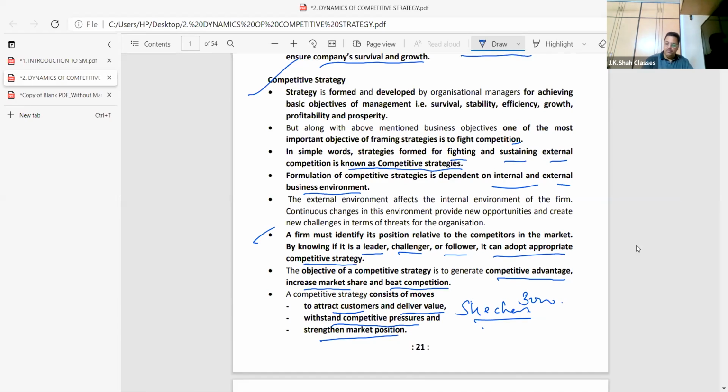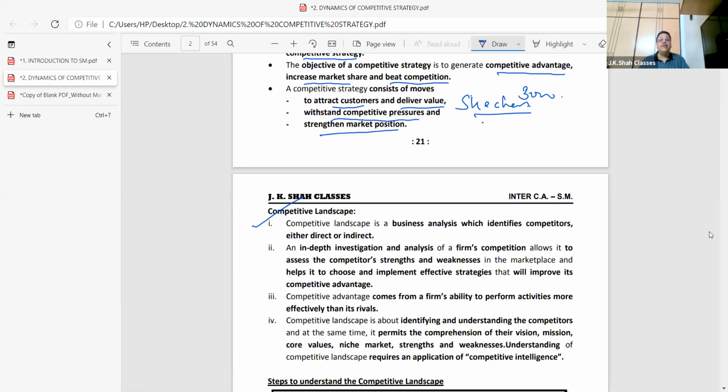Now comes the most important topic for the day, competitive landscape. And mark my words, at least I was solving some particular case studies. Many questions are on this topic, competitive landscape. In fact, every year there is a question on competitive landscape. And it's very easy. I know this very well. Kindly understand. What is competitive landscape?